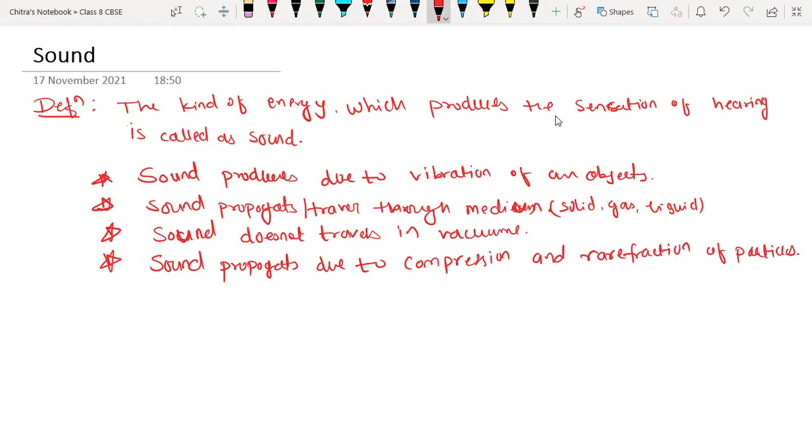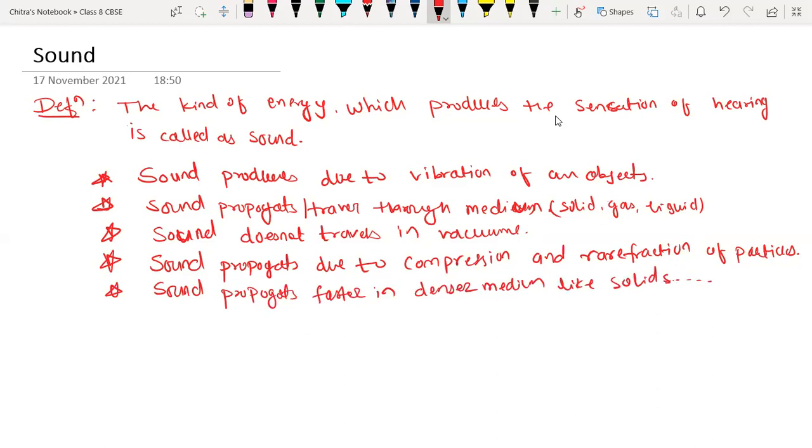Okay. Last but not least. Sir, sound waves travel at different speeds. Yes, wait a second, let me complete that. Sound propagates faster in a denser medium like solids, then liquids, then gases. So these are the important points that we have to remember regarding sound. Okay, so take a screenshot. Now we will move further.